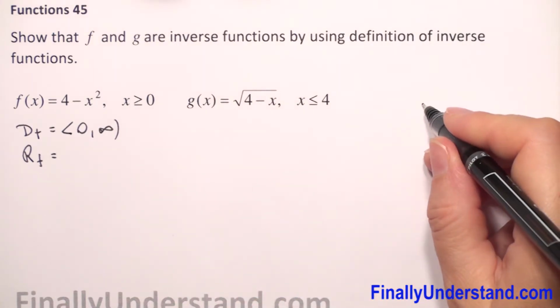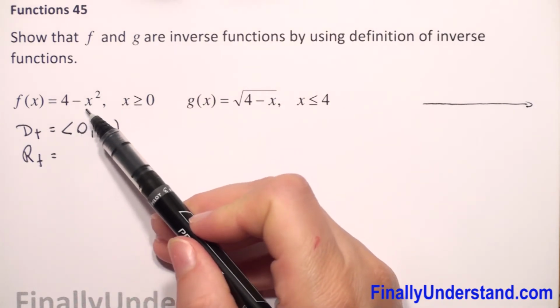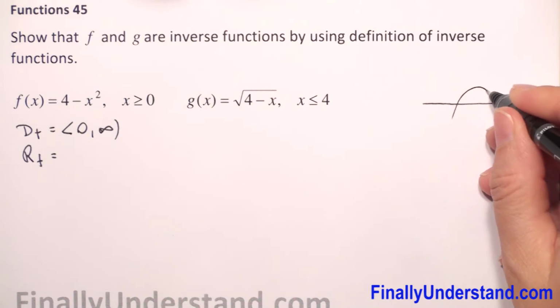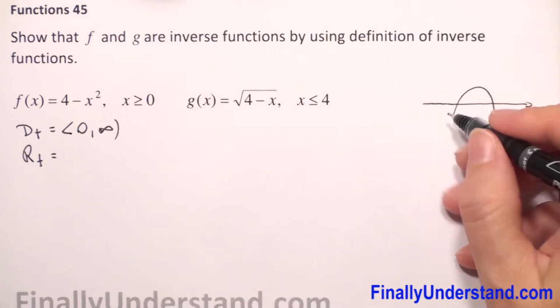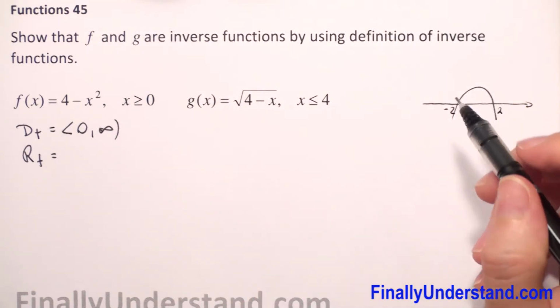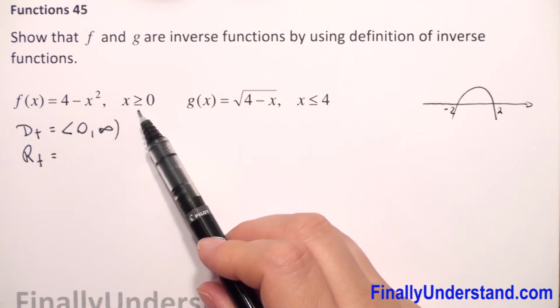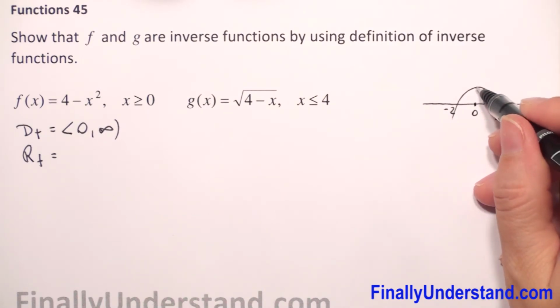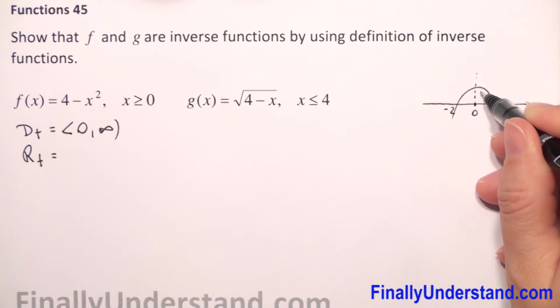So if you draw the graph of this function f, the coefficient before x squared is negative, so the graph is a parabola, up and down, and because we have 4 here, this will be 0 for negative 2 and 2. And because the domain of this function is x greater than or equal to 0, here will be 0, we consider only this part of our graph.